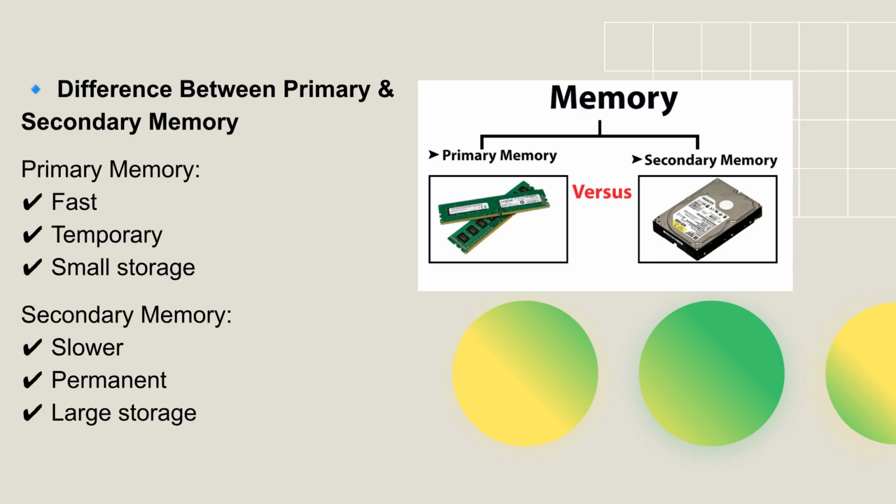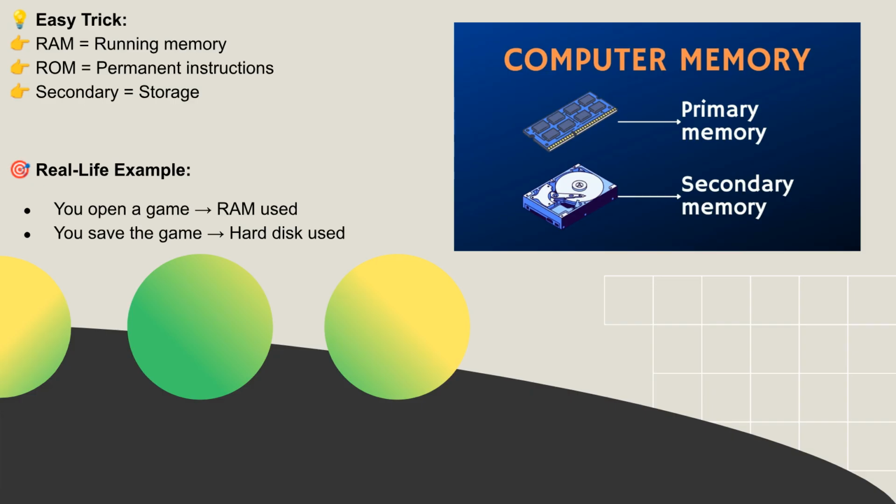To summarize the difference, primary memory is fast, temporary, and has small storage. Secondary memory is slower, permanent, and offers large storage. Here's an easy trick to remember. RAM is running memory. ROM stores permanent instructions, and secondary memory is storage. A real-life example is when you open a game, RAM is used. When you save the game, the hard disk is used.